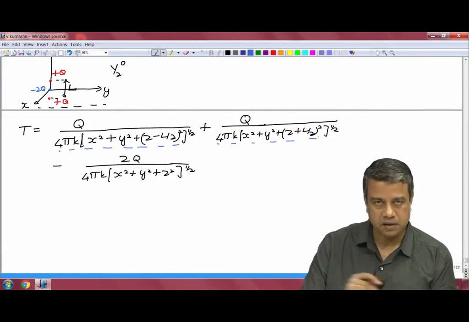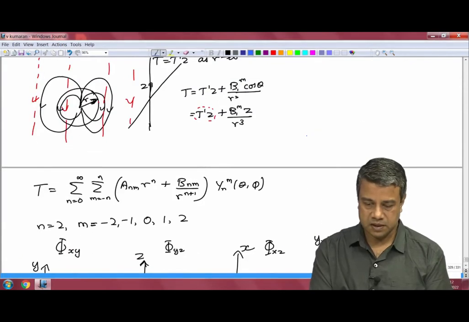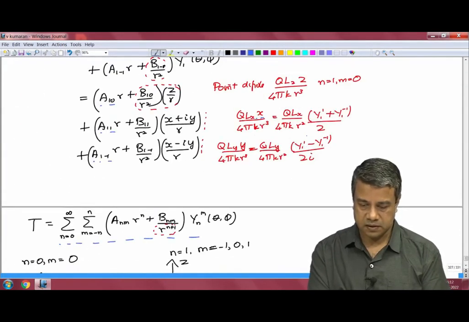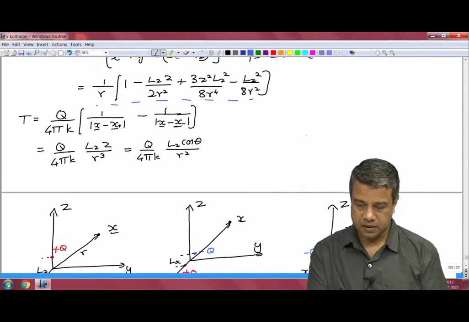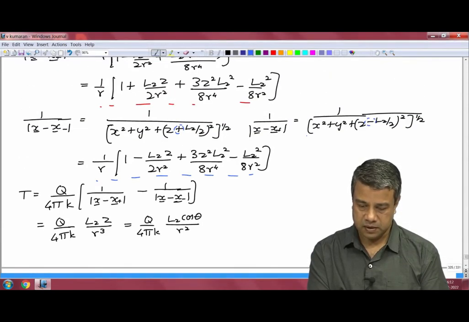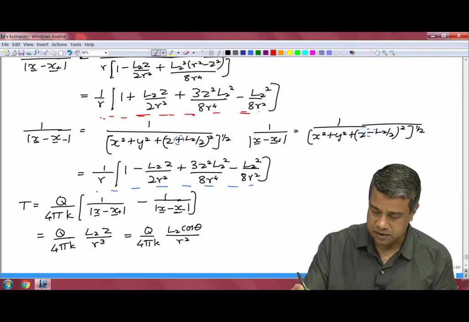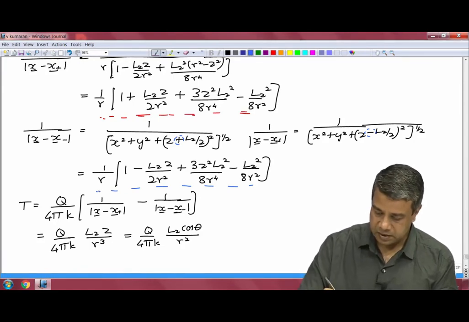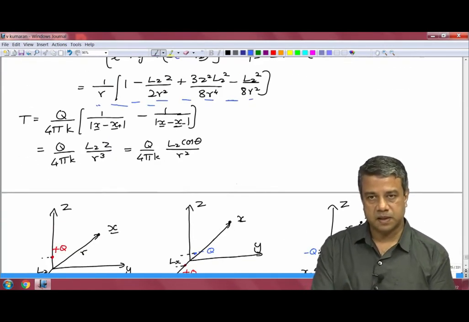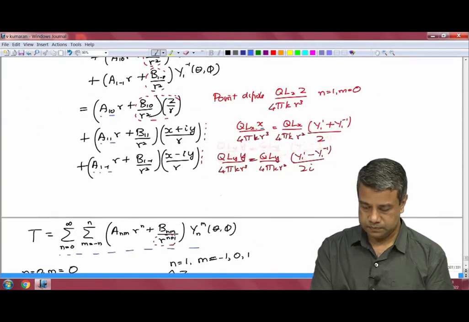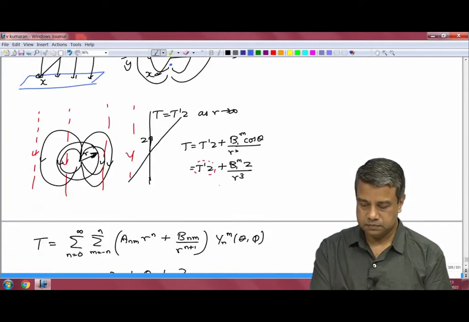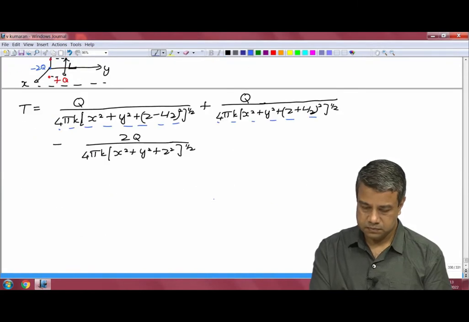These two terms here I had evaluated for you using a binomial expansion. Recall that, when I calculated it for a dipole, I had evaluated these two terms using a binomial expansion. And I will use that expansion now.